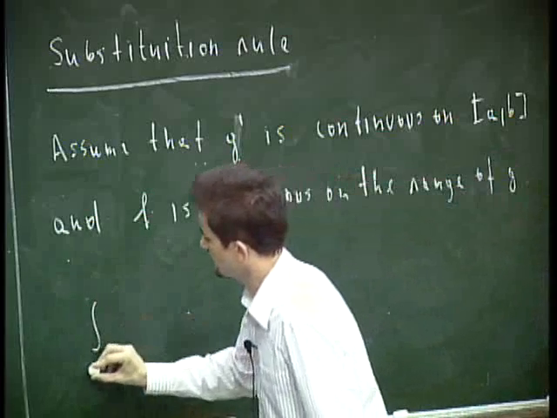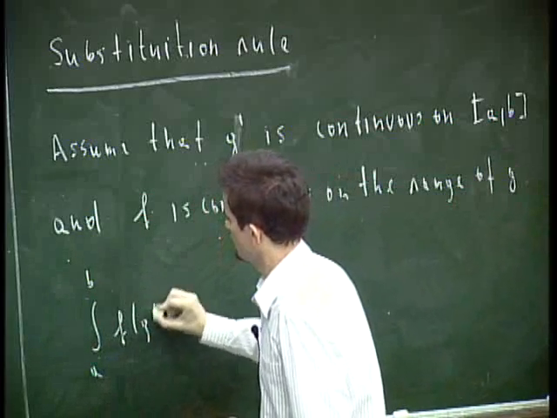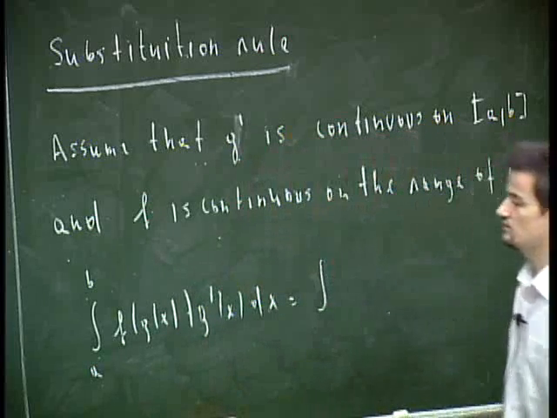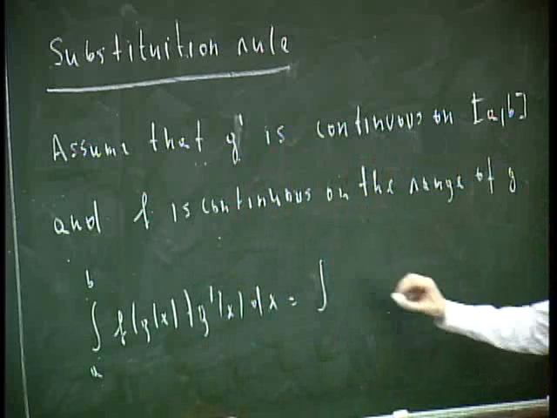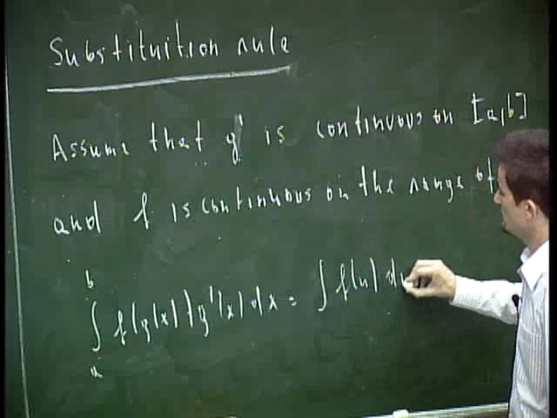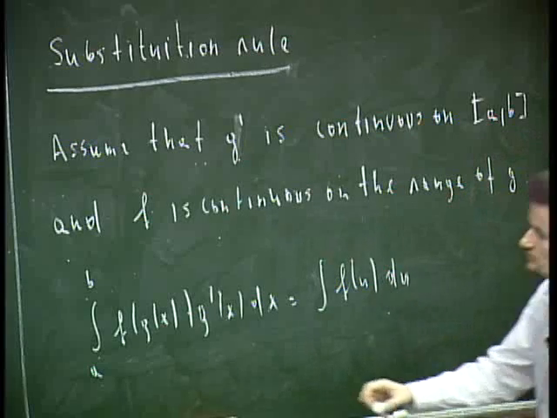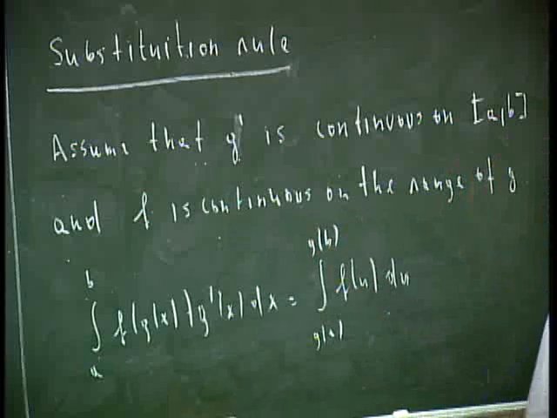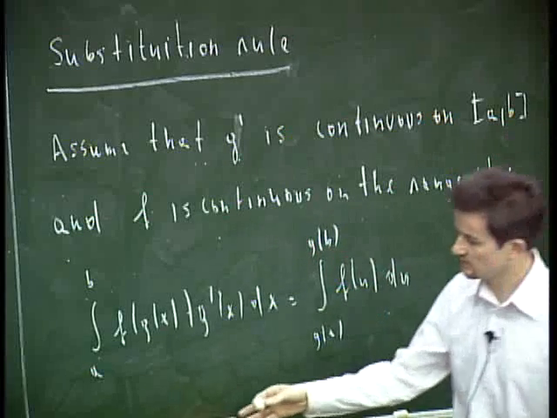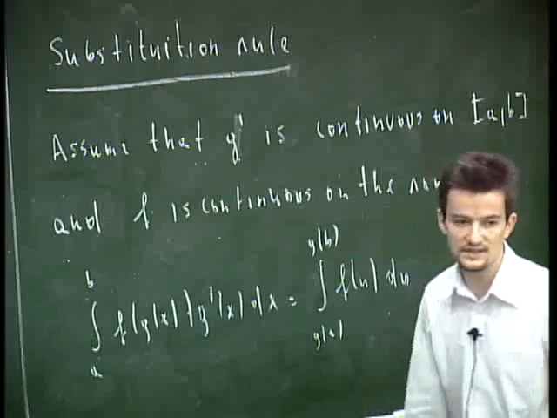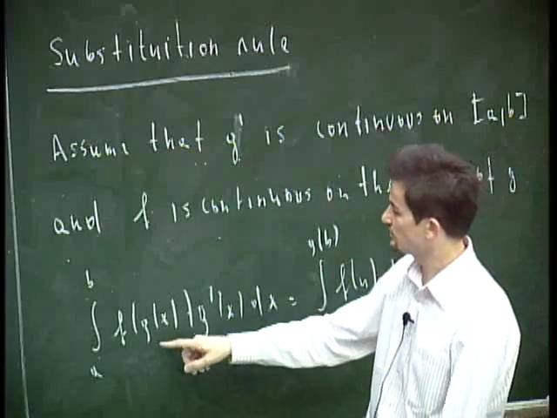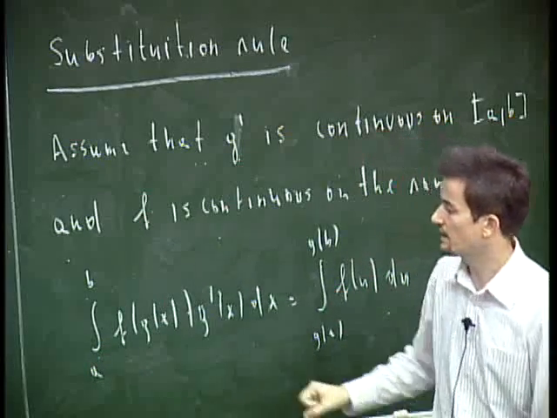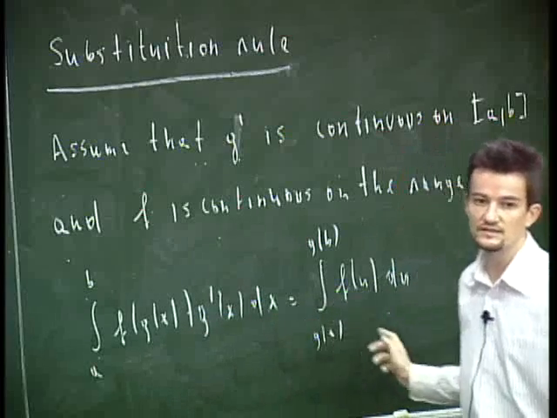Then if you want to compute the integral from a to b of f of g of x times the derivative of g of x dx, using our standard transformation you can transform this to the integral of f of u du. The only thing you have to do is also replace the upper and lower limits by g of a and g of b. The rule to memorize this is the same: you set u equal to g of x, transform the upper and lower limits, and then plug in u for g of x, and this here becomes du.